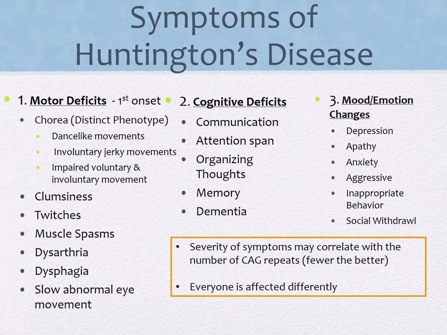aggressiveness, and inappropriate behavior. We also want to note that the severity of symptoms may correlate with the number of CAG repetitions found. Usually the fewer the repetitions, the better. And everyone is affected differently. And also note that all these symptoms are progressive, so everything will progressively become more severe.